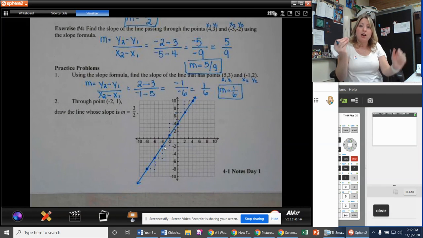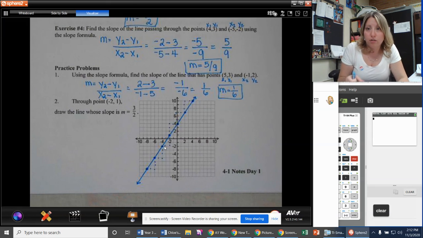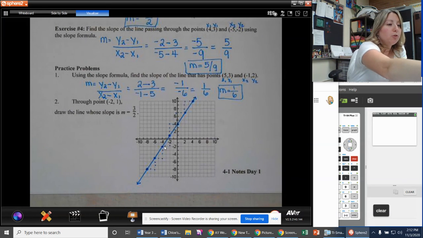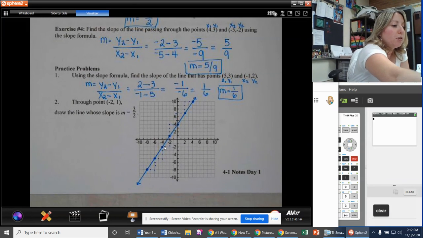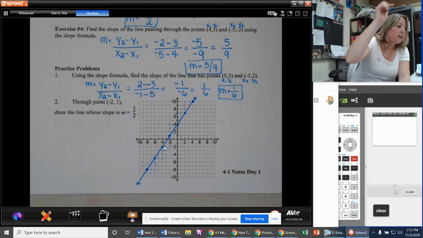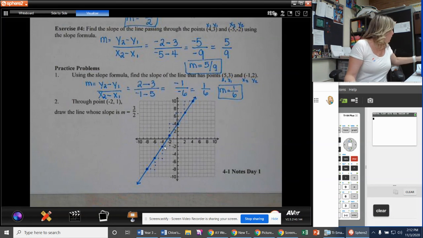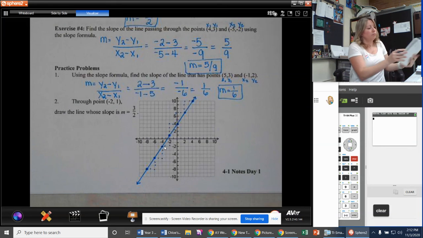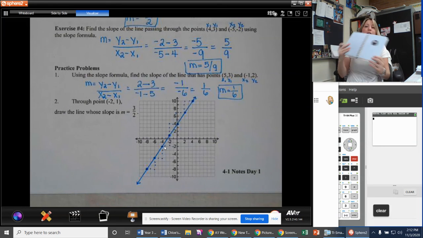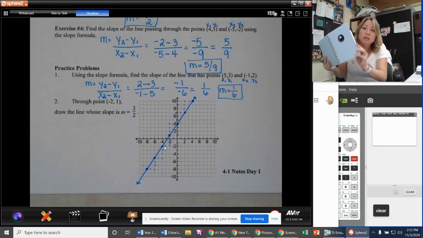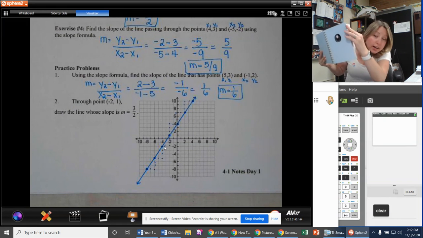Anytime you graph a line, you use a straight edge. I have listed in chapter 3 so many different types of straight edges. You can use the side of an index card, the side of a piece of cardstock, the side of a ruler, the side of a notebook, like the front cover of a notebook like this. A nice solid straight edge.